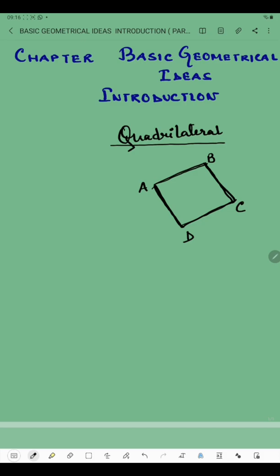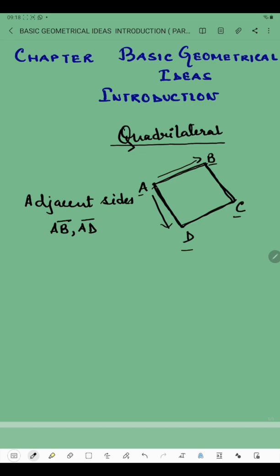And what are the vertices? A, B, means all the corner points. A, B, C, D. These are the four vertices of a quadrilateral. Now what are adjacent sides? Now see, AD and AB, they are together, meaning they are sharing one common vertex. So these two are adjacent sides. So AB and AD, these two are adjacent sides.